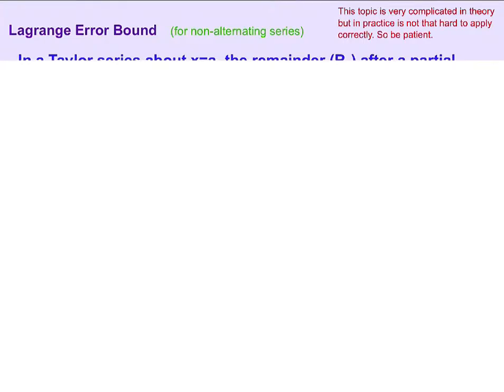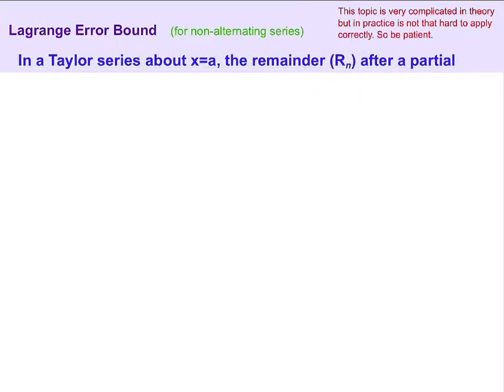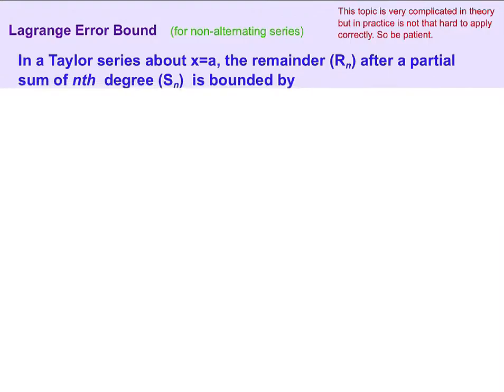For any non-alternating series, a Taylor series about x equals a, the remainder after a partial sum of nth degree terms, we'll call that S sub n, is bounded by, so that's just the language behind it, the error bound. We're trying to find a limit to what the biggest remainder could be. And it's a little bit ugly, so just be warned.